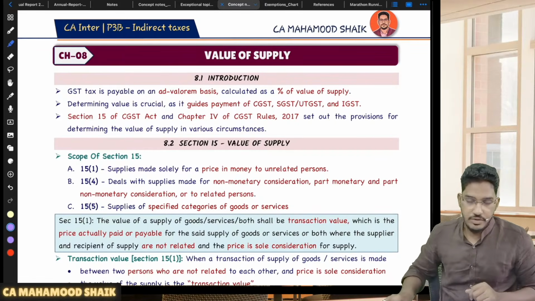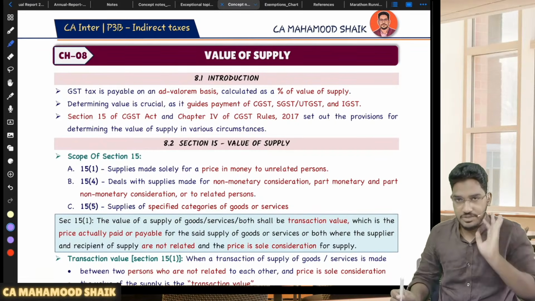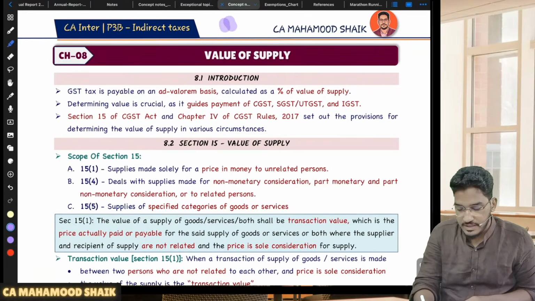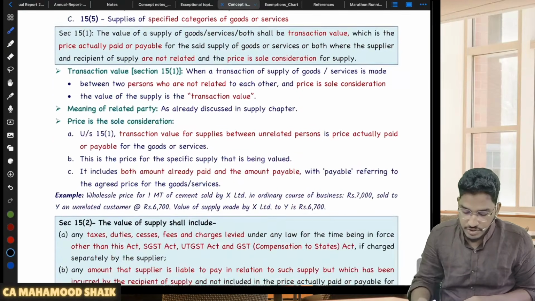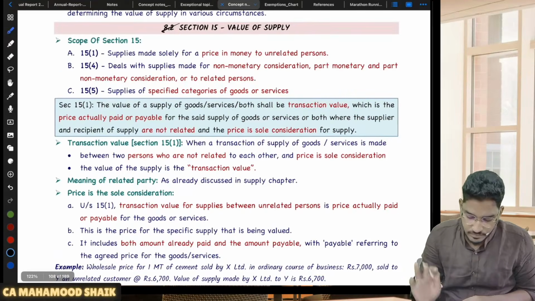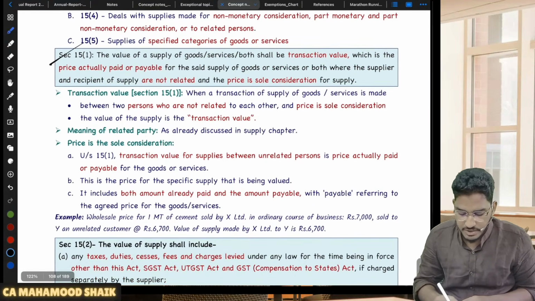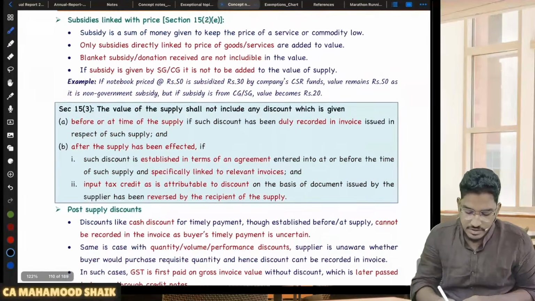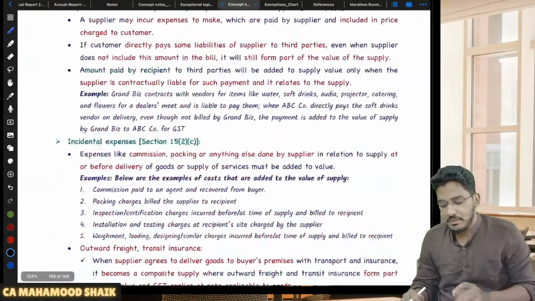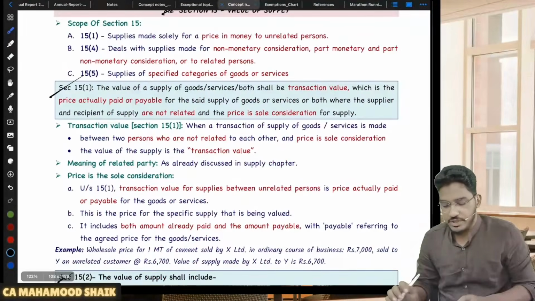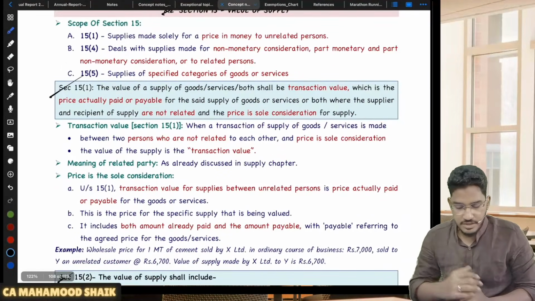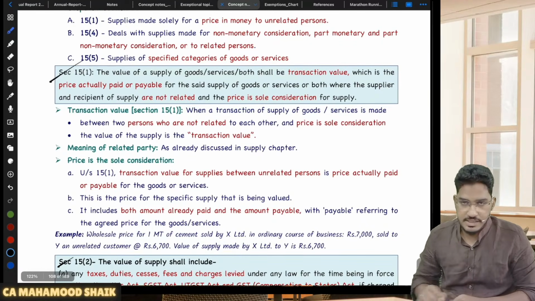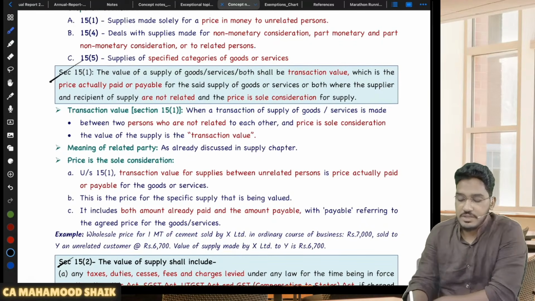As a part of this value of supply chapter, we are only required to cover 3 sections. What are the 3 sections? Section 15 subsection 1, section 15 subsection 2 and section 15 subsection 3. If we could cover these 3 sections, that's all. The value of supply chapter will be over, and compulsorily there will be a question. So let us try to understand first with 15 subsection 1. Sir, what does 15 subsection 1 say?